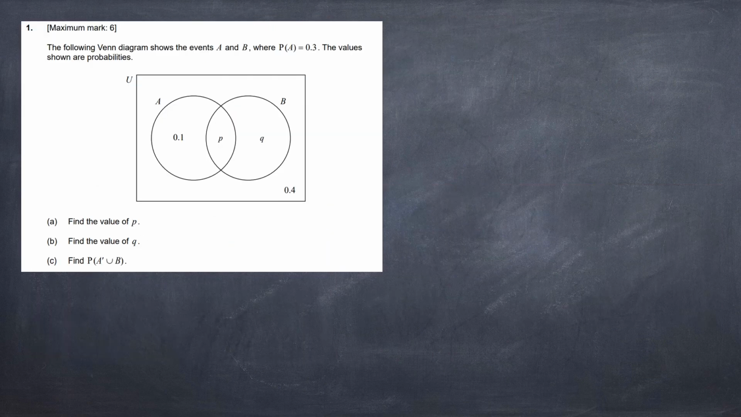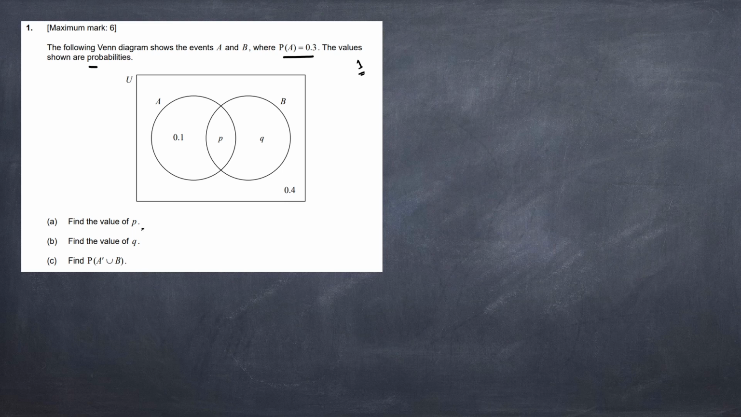The question is, the following Venn diagram shows the events A and B where P of A is equal to 0.3. The values shown are the probabilities. So all the values are in probability, so ultimately the complete probability will be 1. This is just for the knowledge. Now find the value of P.